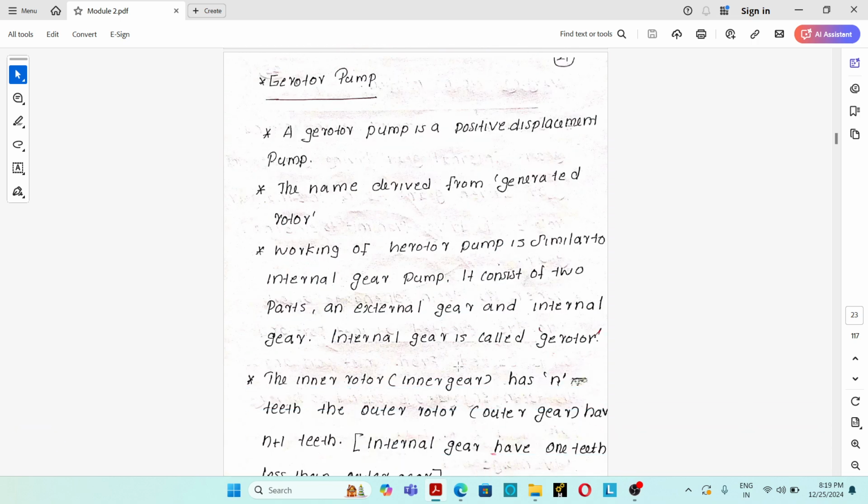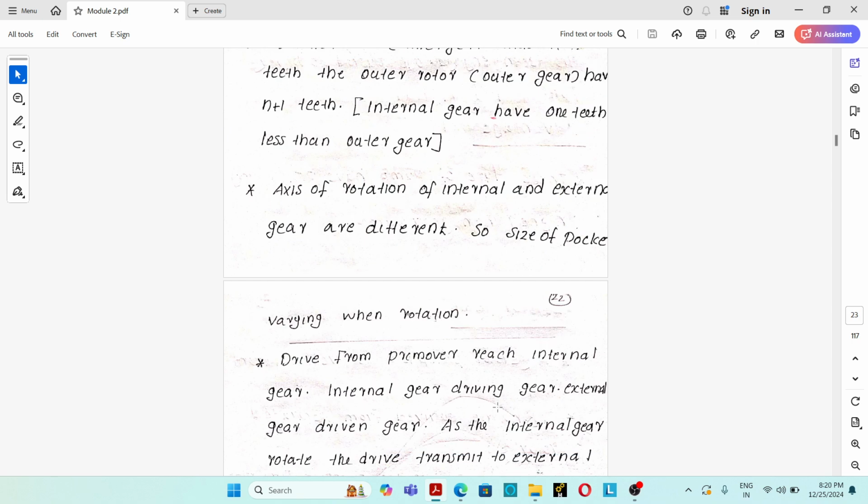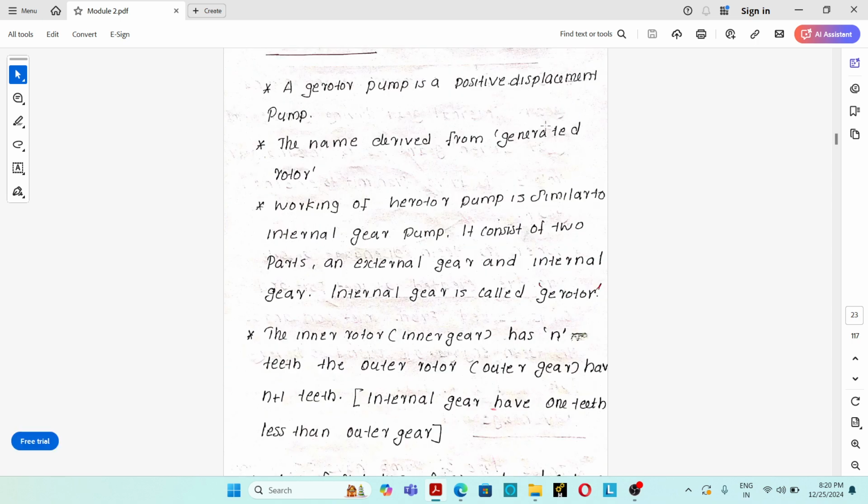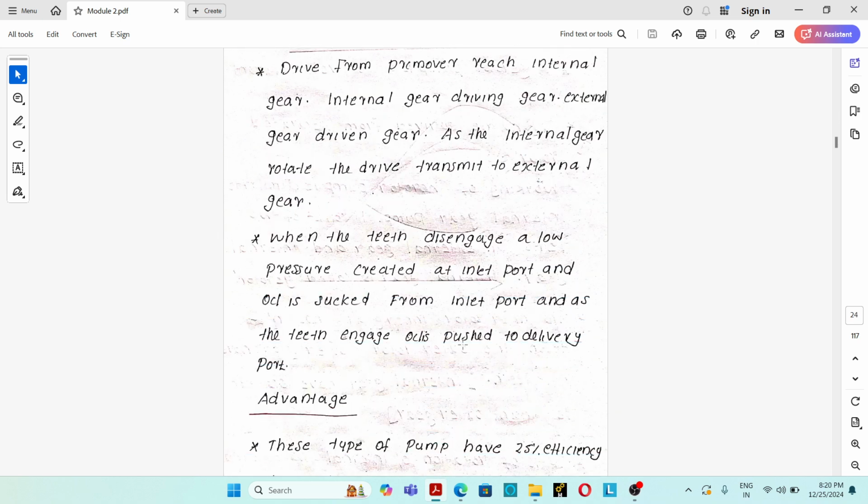And the third classification is gear rotor pump. Gear rotor pump has one high application because it is used as a fuel injection pump in automobiles. That's an important point related to gear rotor pump, which is used as a fuel injection pump in automobiles. Gear rotor pump is basically a positive displacement pump, the name derived from generator rotor. So we can go to the figure.